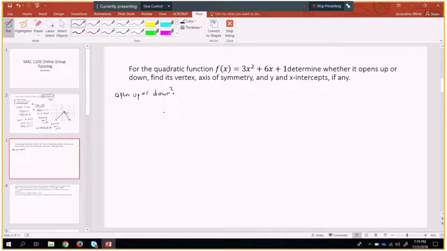To figure that out, we have to see the sign in front of the constant in our parabola. If the sign is positive, then our parabola opens up, and if it's negative, then it opens down. In this case, we have f of x is equal to 3x squared plus 6x plus 1. There's a positive 3 in front of our x squared, so that means this parabola opens up.